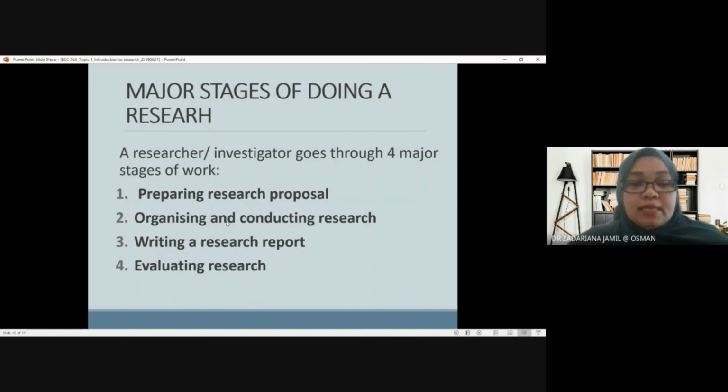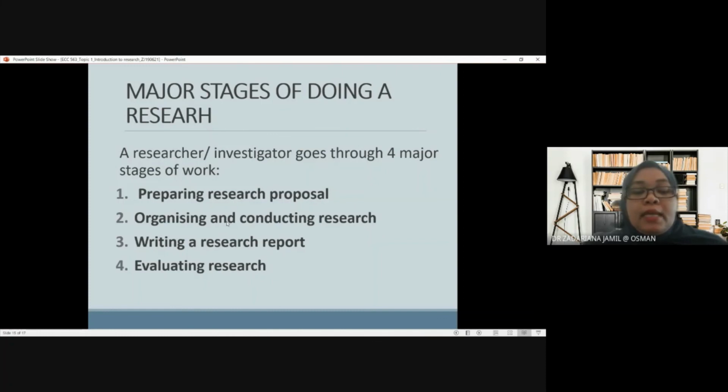The third one is writing a research report. After you get data from the second activities, you need to analyze the data, and then you interpret the data, and then you need to write your research outcomes in a report. In the report, you have a very clear structure that you need to follow.